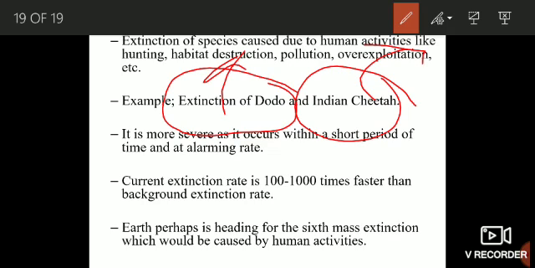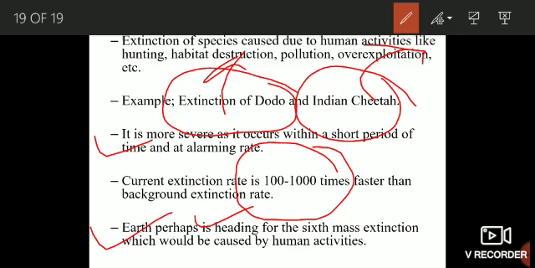And this type of extinction is more severe as it occurs within a short period of time at an alarming rate. The extinction caused by humans is tremendously dangerous because it occurs within a short period of time and a larger number of species are getting lost. The rate of loss of species is tremendous. The current rate of extinction due to anthropogenic activities is 100 to 1000 times faster than the background extinction rate. Okay, you have to remember this fact. Earth perhaps is heading for the sixth mass extinction, which would be caused by human activities. The sixth mass extinction is predicted, and it is believed to be caused by human related activities.